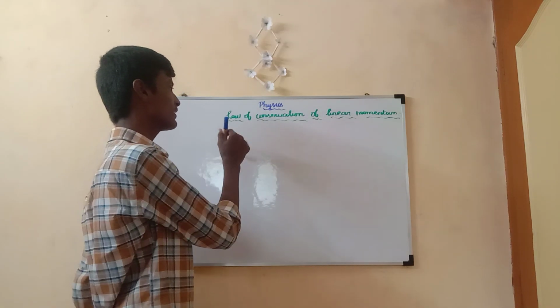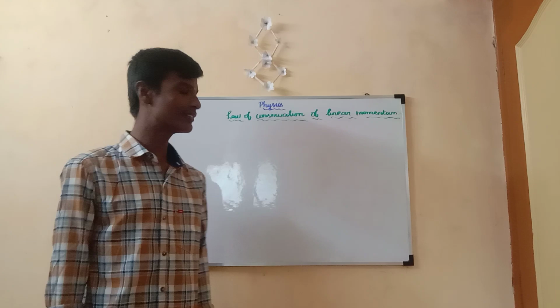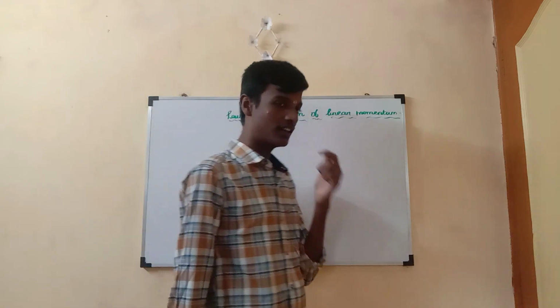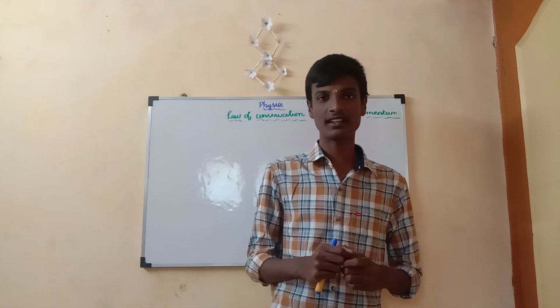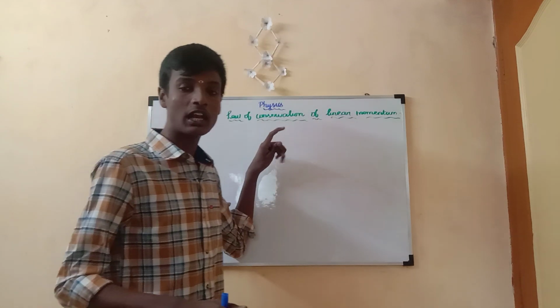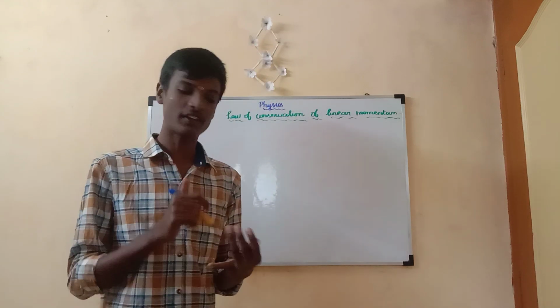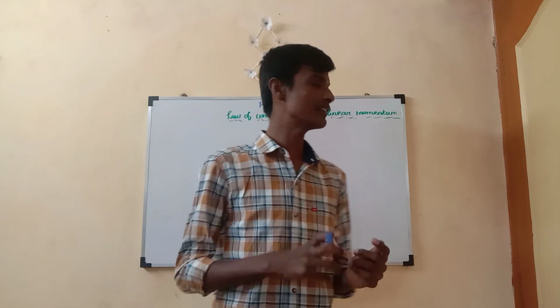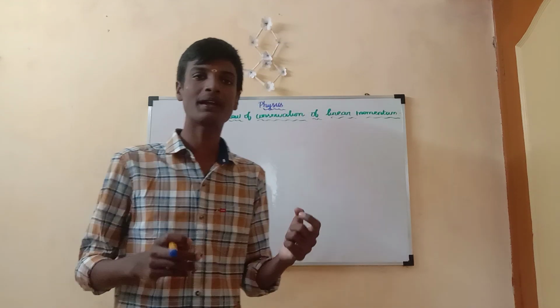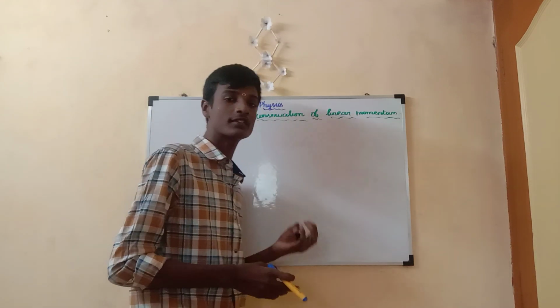Everyone, in physics, the law of conservation of linear momentum. Now we are going to see it. In this law, there are two objects. The two objects are going along a linear path. The total initial momentum of the two objects is equal to their total final momentum. That is what we are going to see.